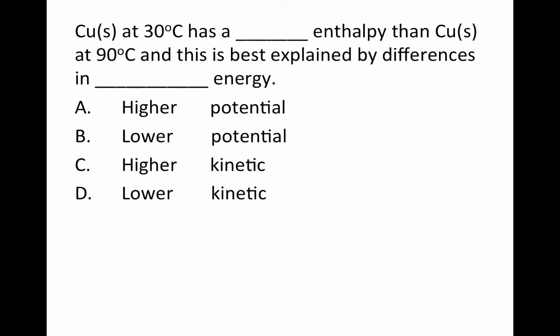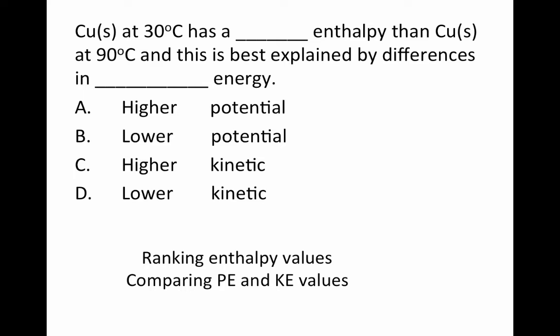This one's a fill in the blank and it involves enthalpy changes and how we account for those. Clearly we have to be able to rank enthalpy values and compare copper solid at 30 degrees and copper solid at 90 degrees. And then be able to compare and explain those in terms of potential and kinetic energy.